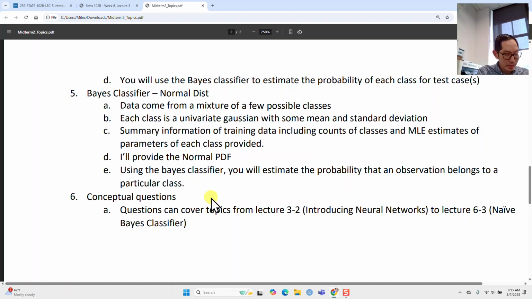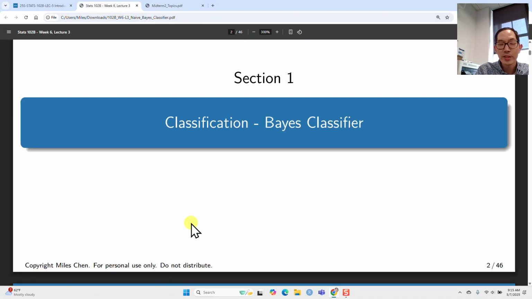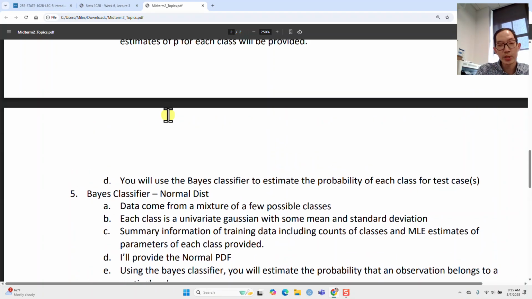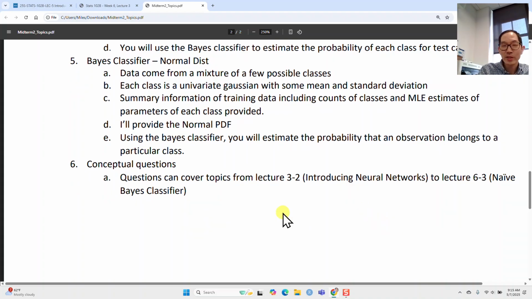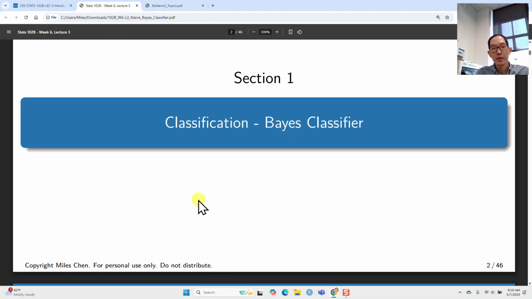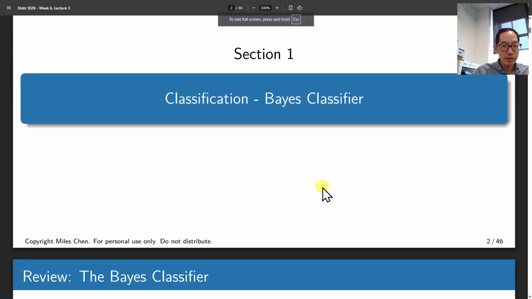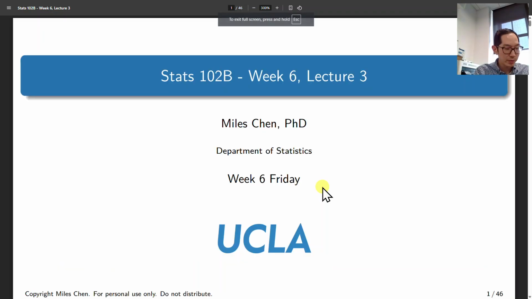All right, well, let's go ahead and take a look. As far as the naive Bayes classifier, I don't have any direct calculation-based problems on it, but we'll talk about it today, and I would say it's fair for me to ask a conceptual question based on the naive Bayes classifier. Let me pull up the lecture for today.